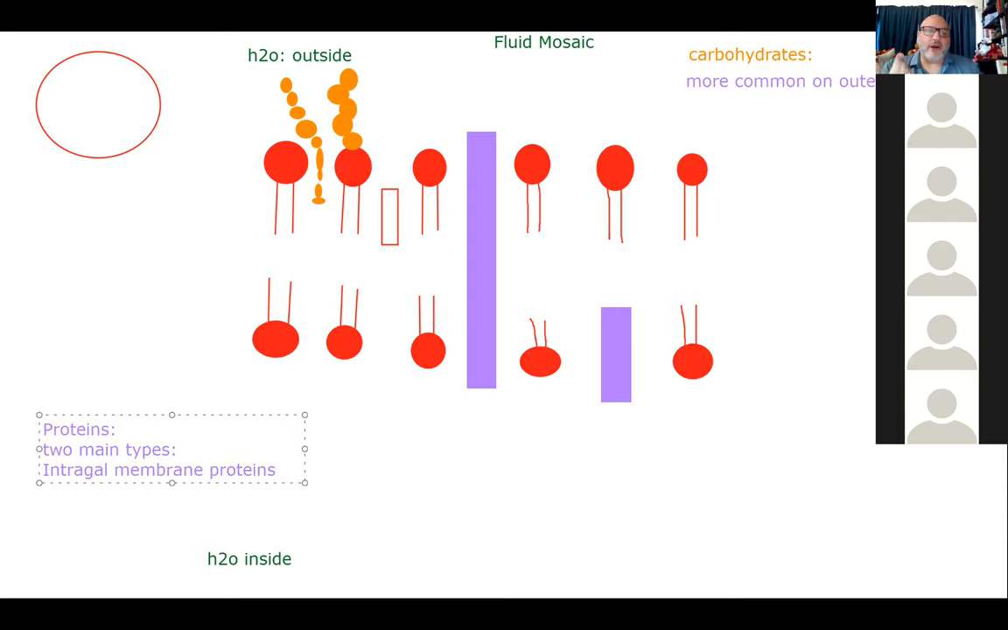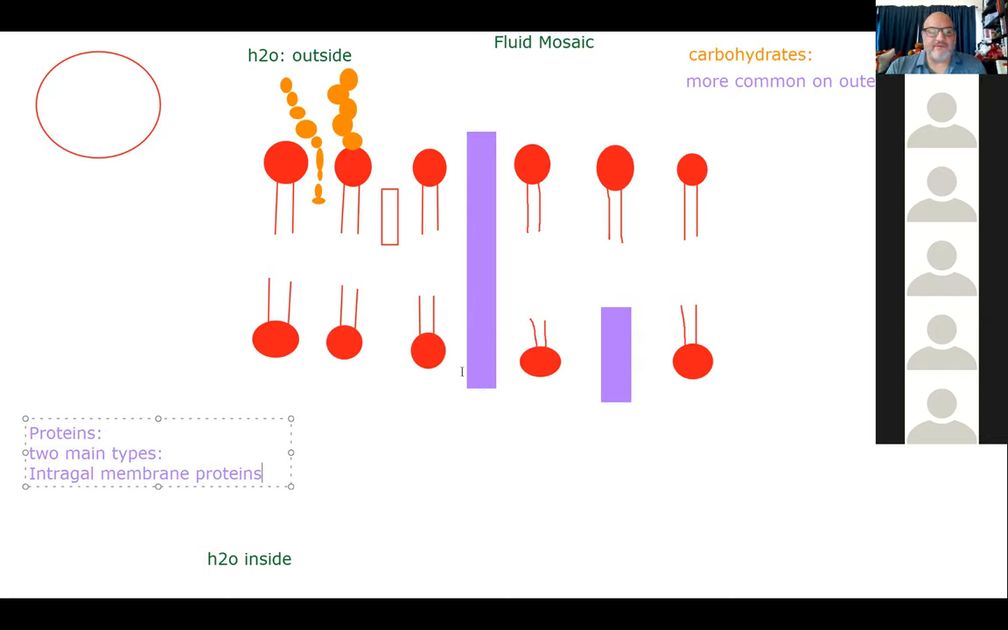These are ones that are embedded within the plasma membrane. They can be embedded in either one layer or go through both layers of the plasma membrane. If it goes through both layers, we would also call it a transmembrane protein.